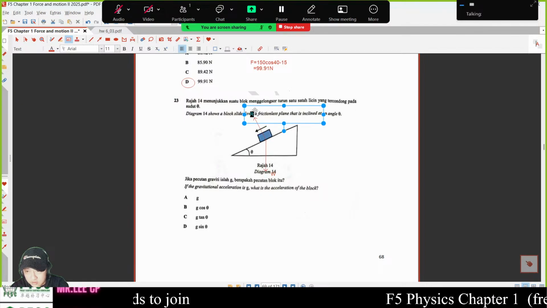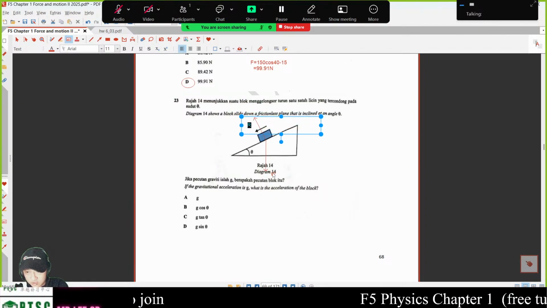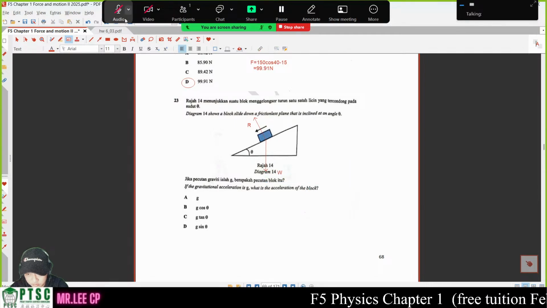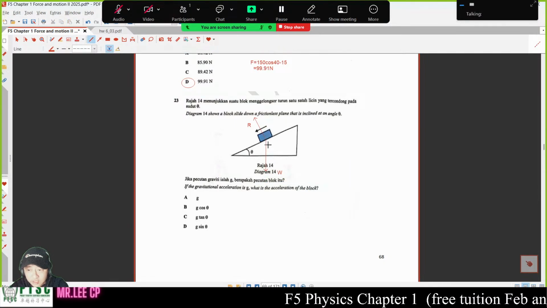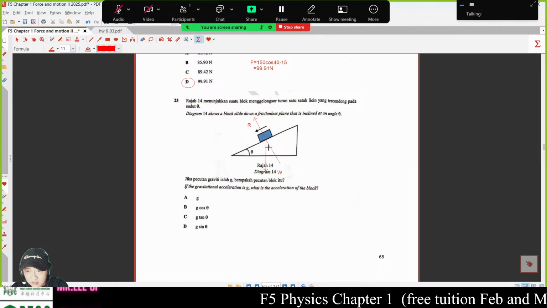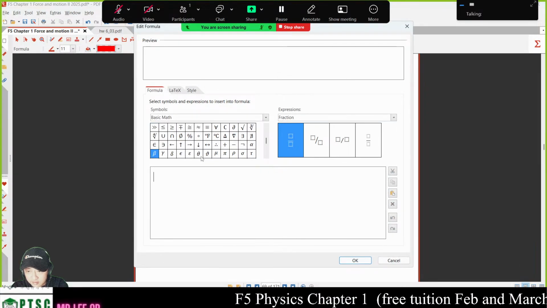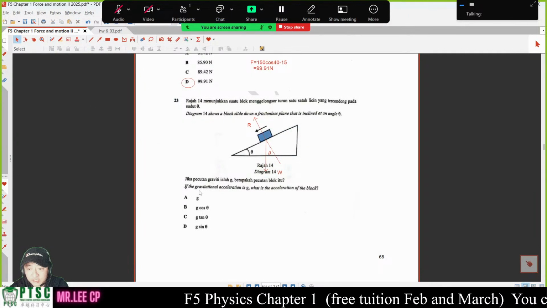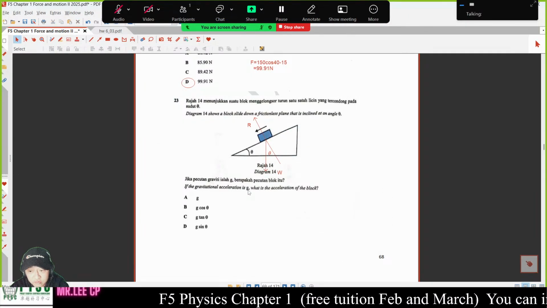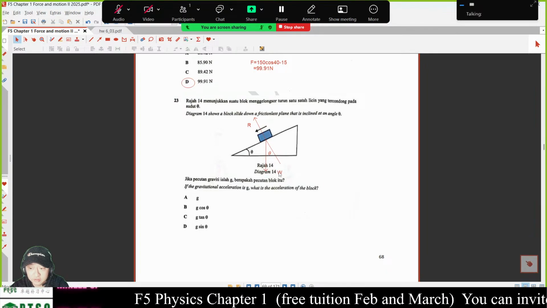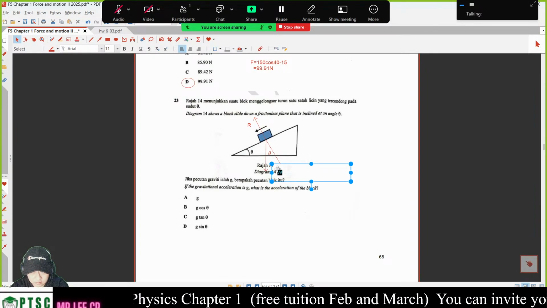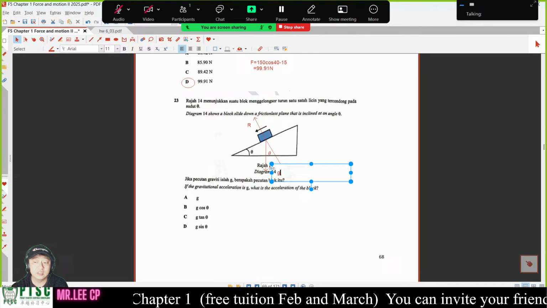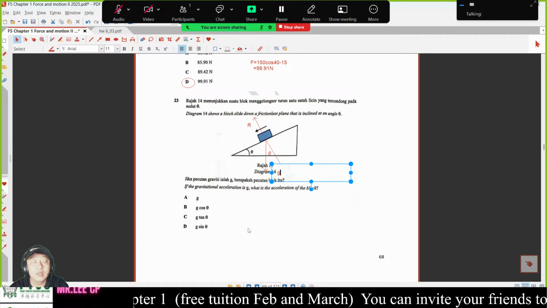I put it here so that you can see it. So we have an anchor here. This is theta. Okay, so we put everything in already. If the gravitational force is G, what is the acceleration? I don't want to put W already. I put it as G because they say it is gravitational G only.